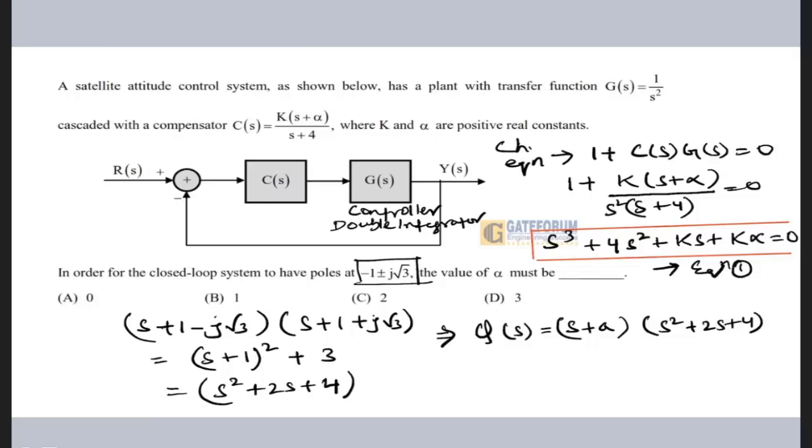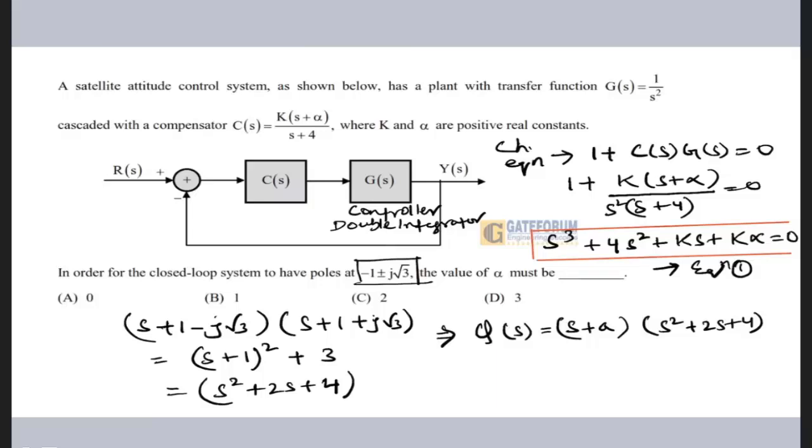Because they have already mentioned that in order for the closed loop system to have this particular pole, my original system characteristic equation was third order. So I have to make a third order characteristic equation, then only I can compare to have this pole. For this closed loop system to have this pole, I should have a third order characteristic equation where the second order term is already known, right, from the pole location.